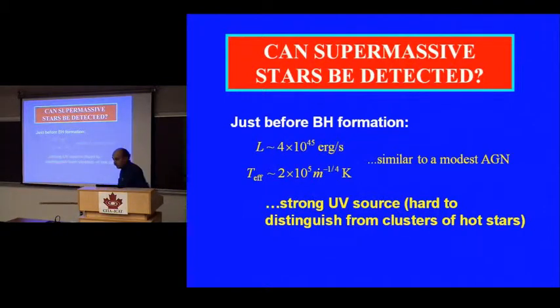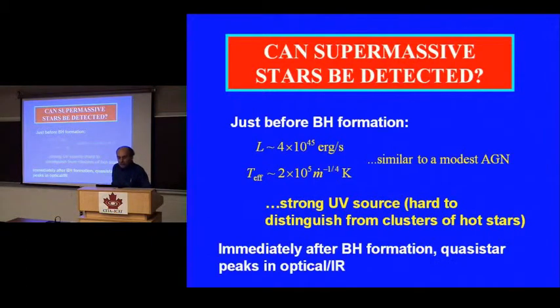I'm currently trying to work on that with Marta Voluntary, so I can't give you any numbers about that. Obviously, you'd have to know how many of these things there are. It's going to be hard to distinguish from clusters of hot stars. However, immediately after the black hole forms and you get this inflation into a quasi-star, you're dealing with an object that looks completely different. It's going to peak in the optical IR.